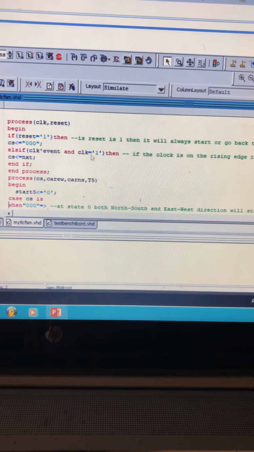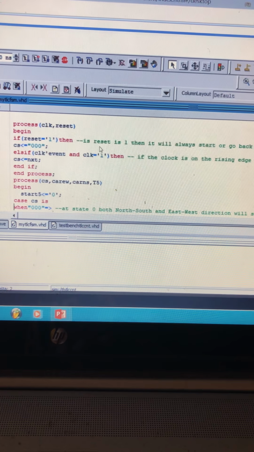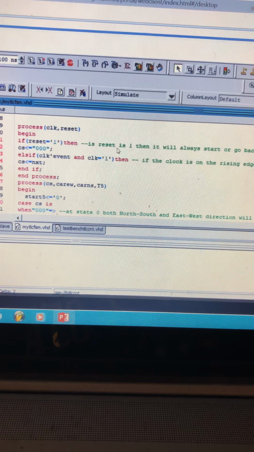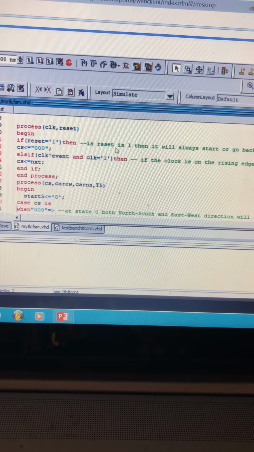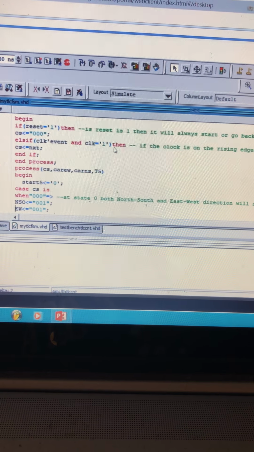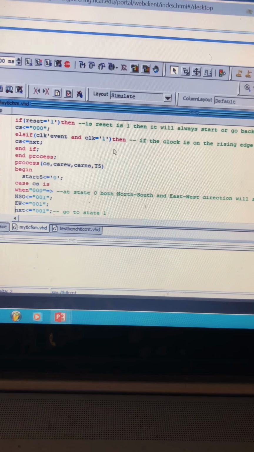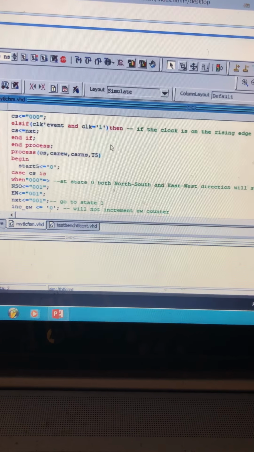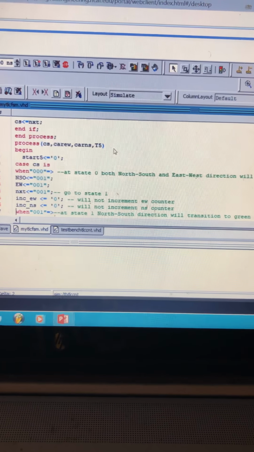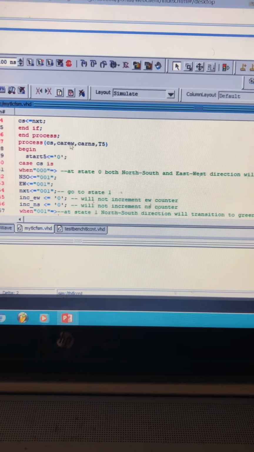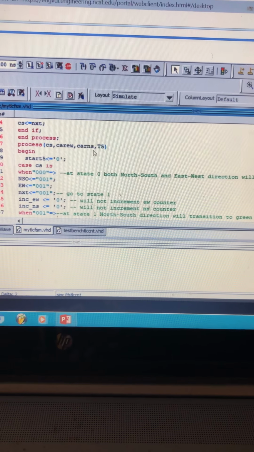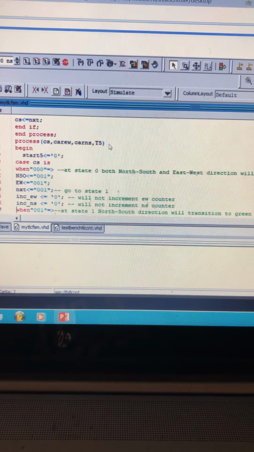Then I have a process that has clock and reset. So if my reset is 1, then it will always go back to the first state. And if the clock is on the rising edge and the clock is enabled, then the current state will equal the next state. So then I have a process for my current state, my sensors, which I named car east-west and car north-south, and my T5 for my timer.